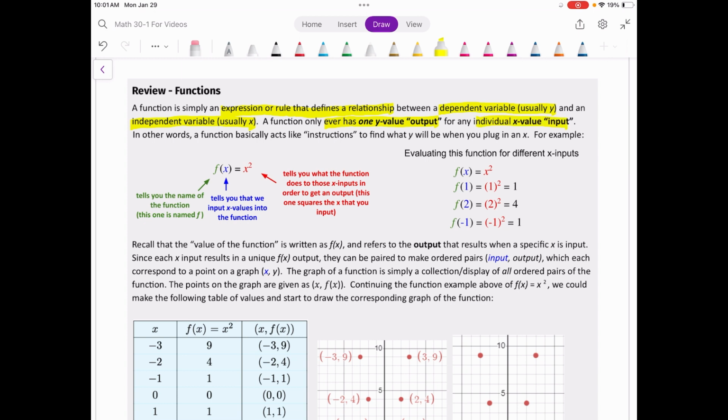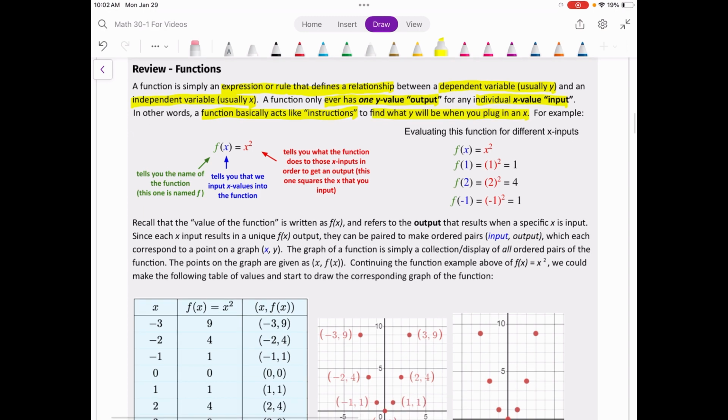I think of a function as acting like instructions. It's defining a relationship between y and x. It says if you put in an x, follow these instructions and you can figure out what the corresponding y value is for that x. It's to find out what y will be when you plug in an x.